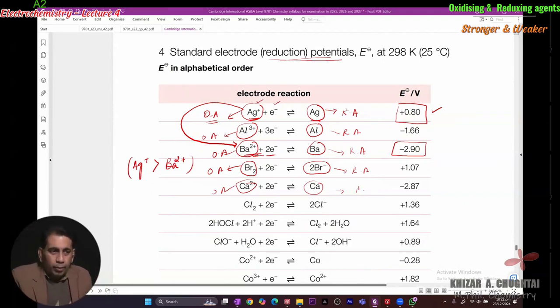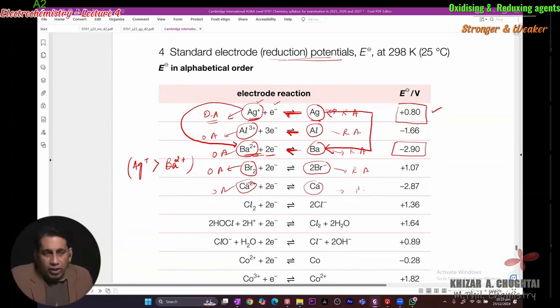Now at the same time, I am going to compare silver pure metal and barium pure metal. They are both reducing agents. We want to know which one is the stronger reducing agent. What is a reducing agent? Any species, any element, any ion, any atom that loses electrons. If I go in the reverse way, just concentrate on the reverse reaction, the bottom arrow. If they are losing electrons, which one has more capability to lose electrons?